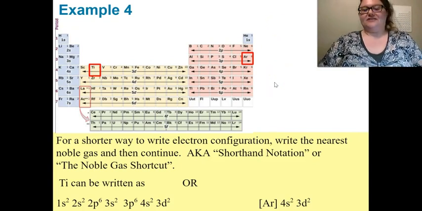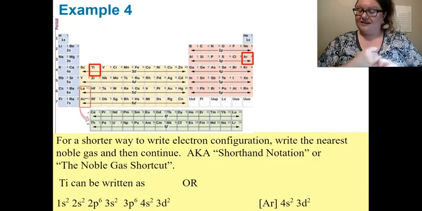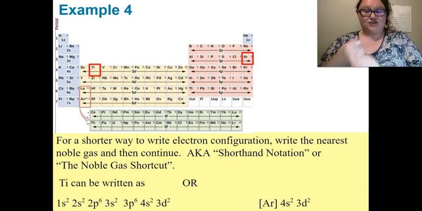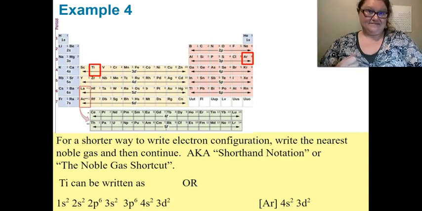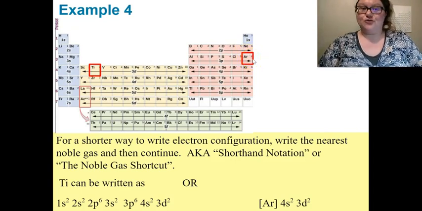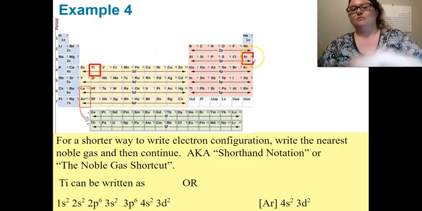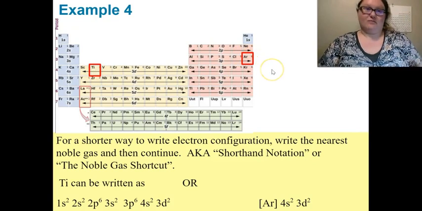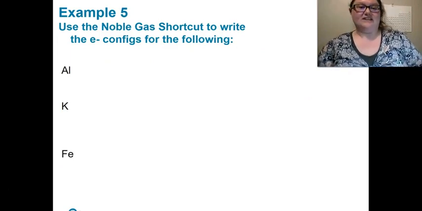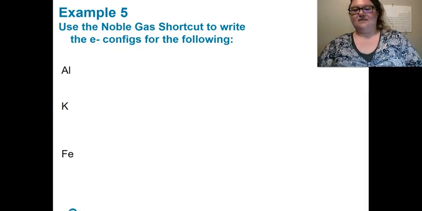So what you have to remember to do the shortcut is, one, I have to give you the directive that I want you to do that. If I don't say write your response as the noble gas shortcut or the shorthand, you cannot do that. That's okay. The second thing is keeping track of what noble gas you use. Titanium is located in period 4, so you go to the noble gas in period 3. It's always the one right before it. Let's try these 3 elements and then we'll be done with the notes. So use the shortcut to get aluminum, potassium, and iron.